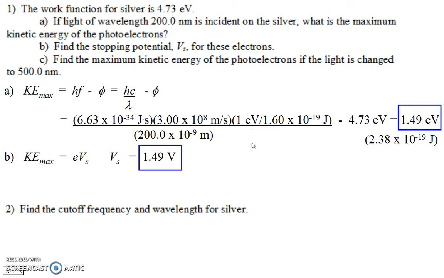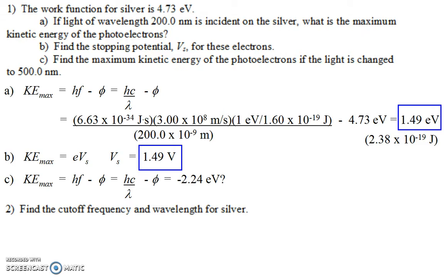It makes sense. All right, for letter C, you're just putting the numbers in, and this time all you're doing is changing the wavelength to 500 nanometers. If you didn't try that yet, go ahead and do it. Still using hf minus phi, or hc over lambda minus phi. But, yeah, we get a little bit of an uh-oh here, right?